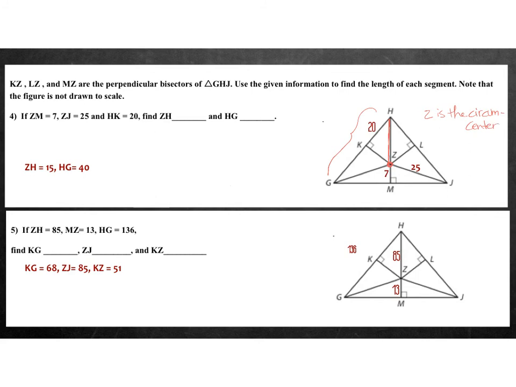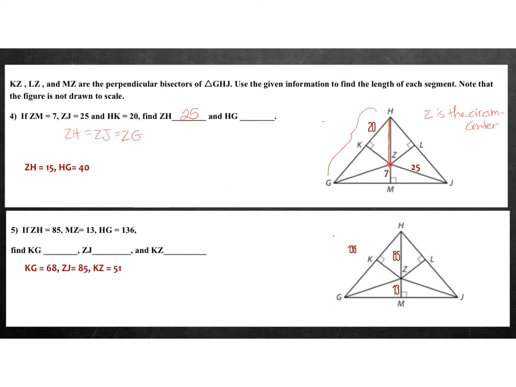So I know that it's equal distance to the 3 vertices. I happen to know that ZH is equal to ZJ, which would be equal to ZG. From Z to all 3 of my vertices is the same distance. So if ZJ is 25, then all 3 of those distances are also 25 units. So I know that ZH is 25 for that reason.